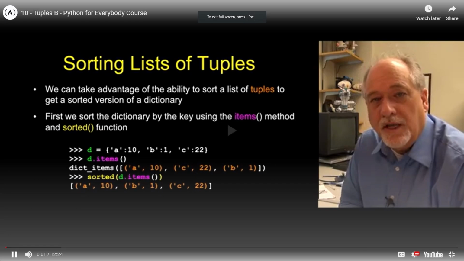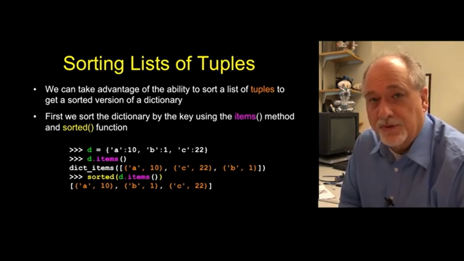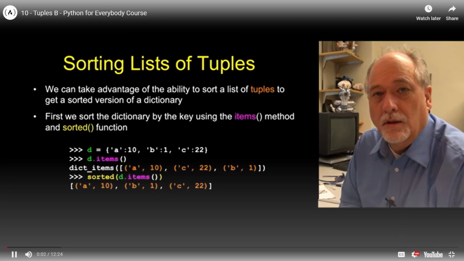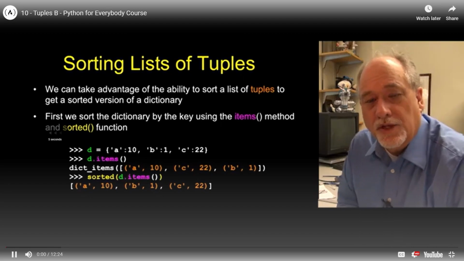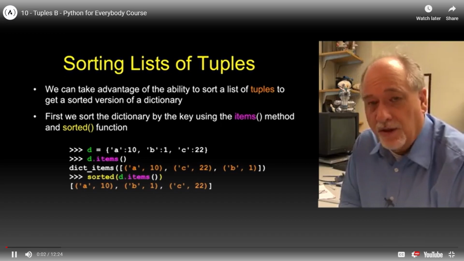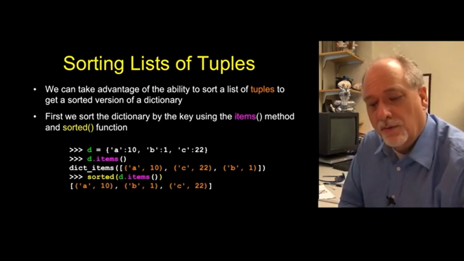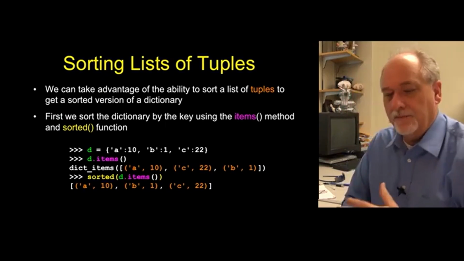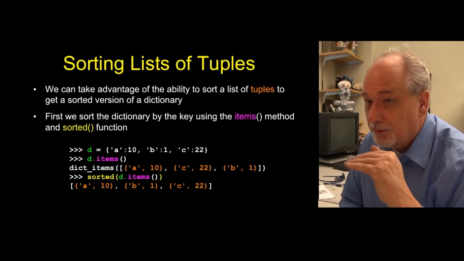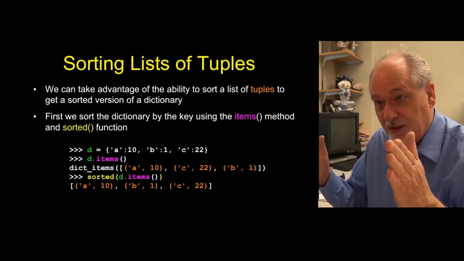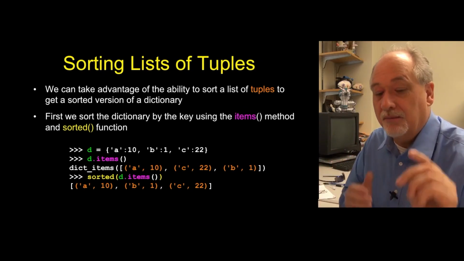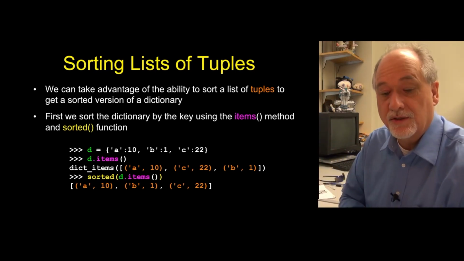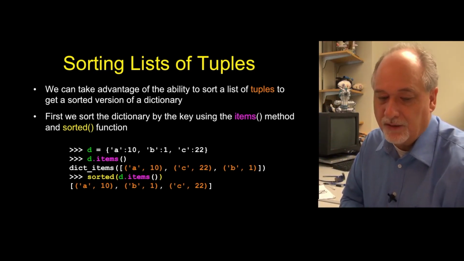You can take advantage of the notion of comparing tuples and use sorting. What we're going to produce is a list of tuples, and then we're going to sort them. We can get a list of tuples from a dictionary, sort that list of tuples, and end up sorting dictionary items by taking this two-step process: convert the dictionary to a list, sort the list, and then we have sorted dictionary values.